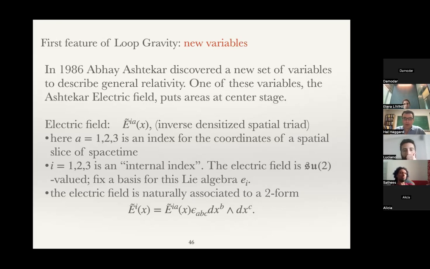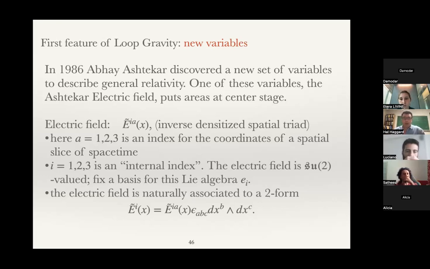And so these variables that Ashtekar introduced, one of them is the so-called Ashtekar electric field. The reason it's called electric is just by analogy with electromagnetism. You want to think of it as the gravitational field. And I'll tell you much more about how it describes gravity soon. But because of this analogy with electromagnetism, people call it the Ashtekar electric field. So what is this field?